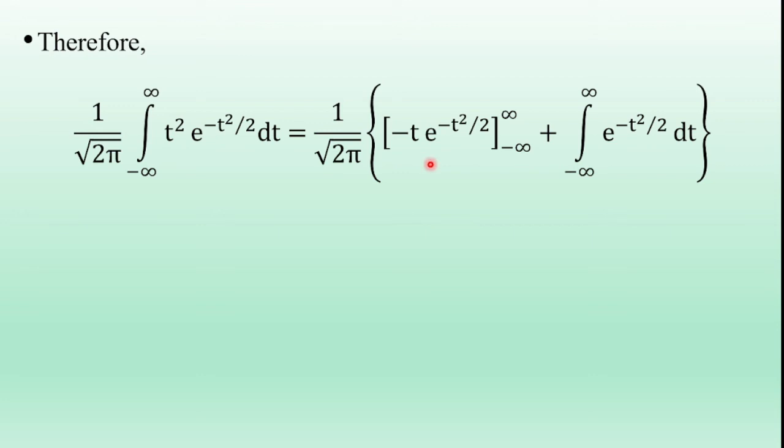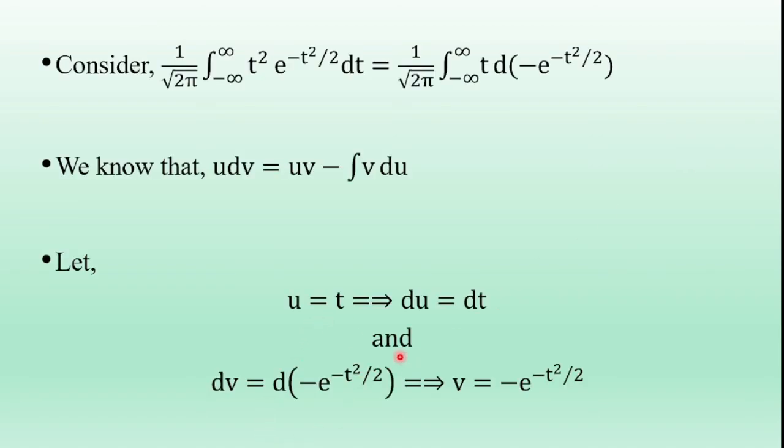U dV is equal to U, what is the U? t, into V. What is the V value? Minus e power minus t square by 2 over minus infinity to plus infinity, minus integral V dU. The V value is minus e power minus t square by 2. The minus before it and the minus in V make a plus. So plus integral minus infinity to infinity e power minus t square by 2 dt. Applying these considerations into this equation, using the U dV concept.